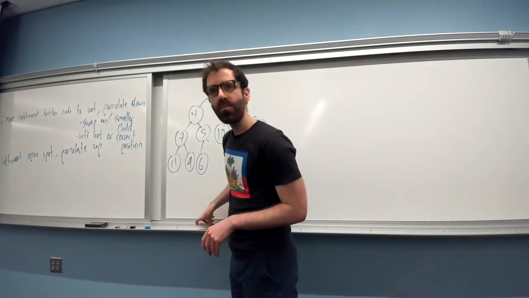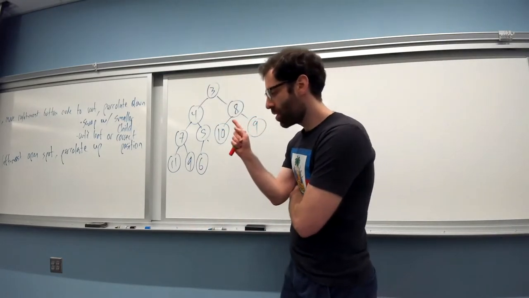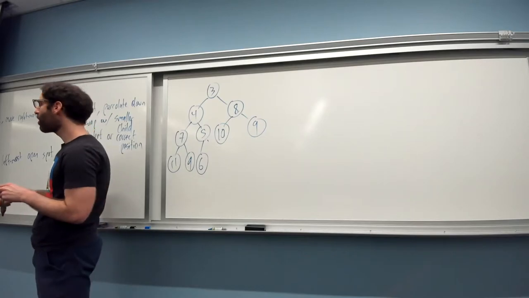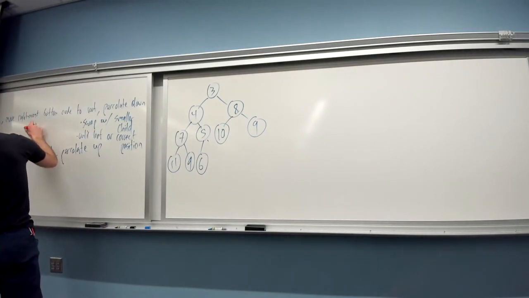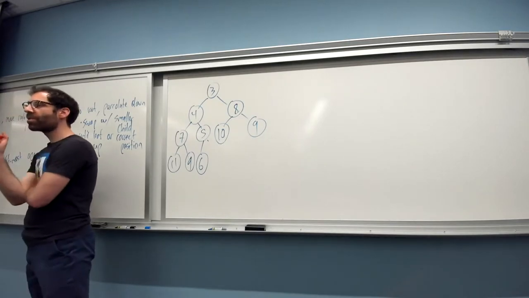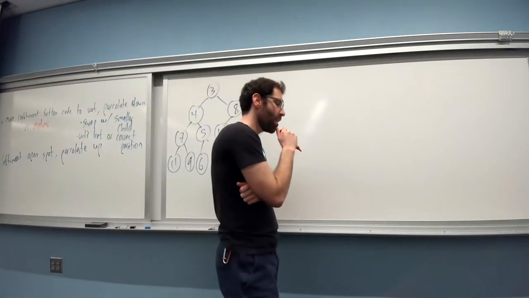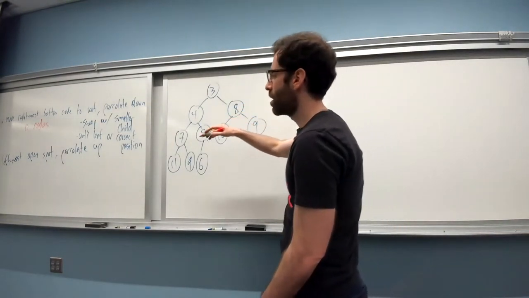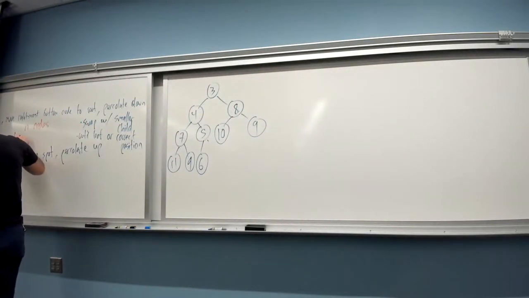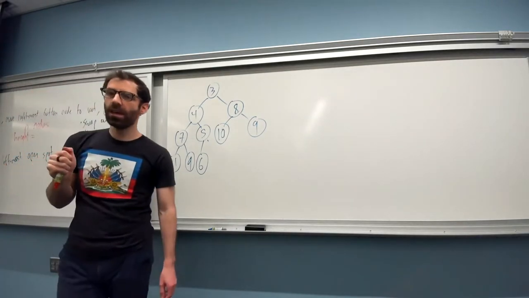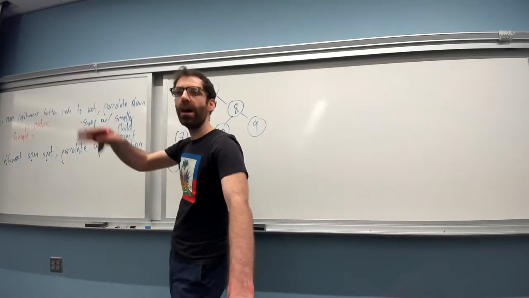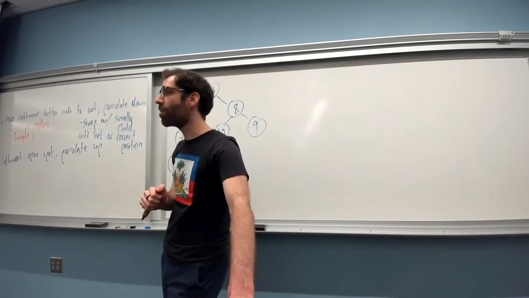So let's think about the efficiency of this remove min operation. So let's say I have n nodes in my tree. What is the height of a heap with n nodes? Like how many levels could there be in a heap with n nodes?